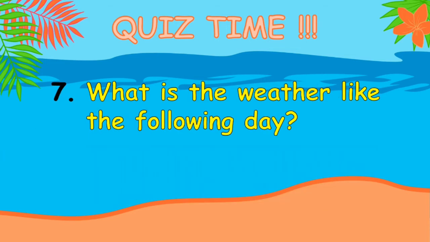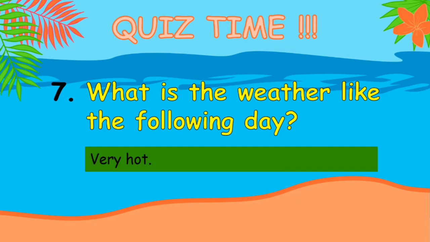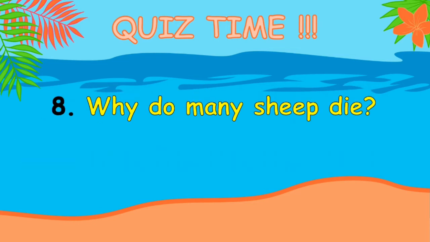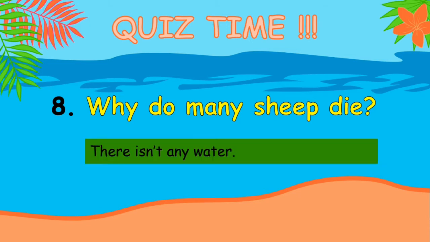Number 7. What is the weather like the following day? Right, correct. Very hot, right? Okay. Number 8. Why do many sheep die? Good job, because there is not any water.